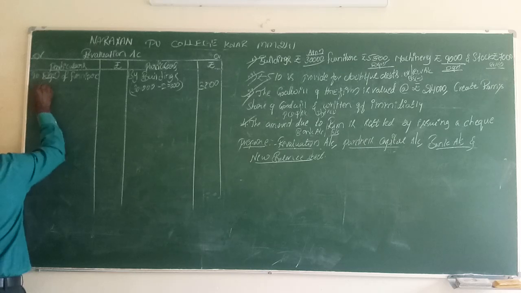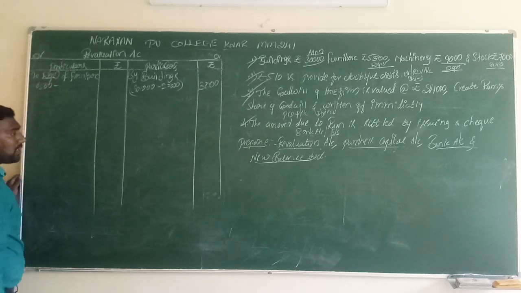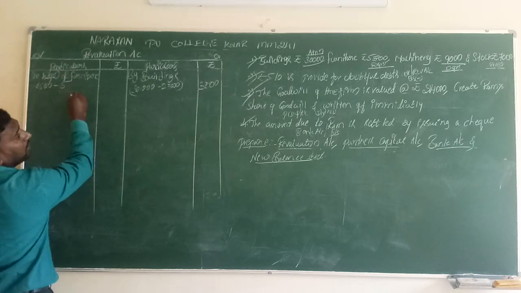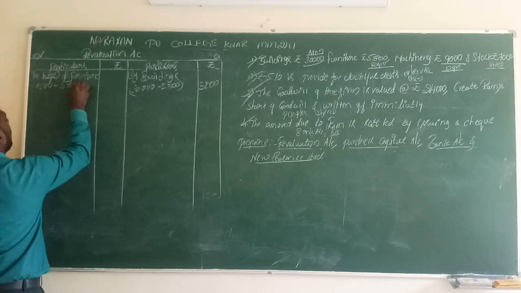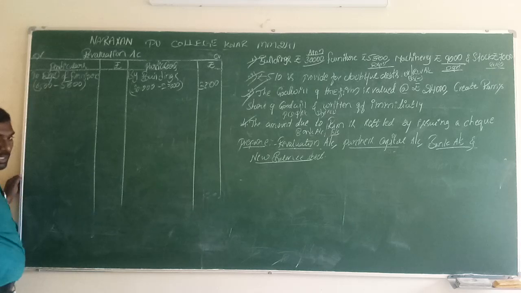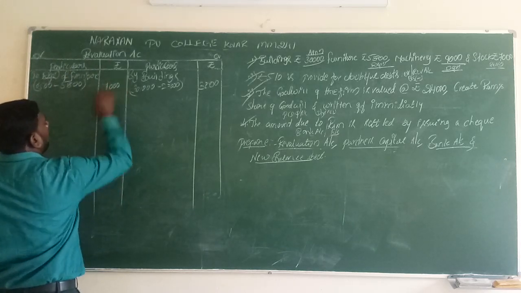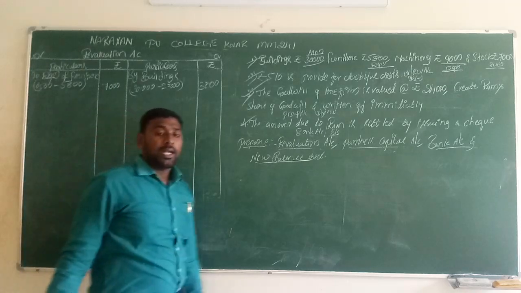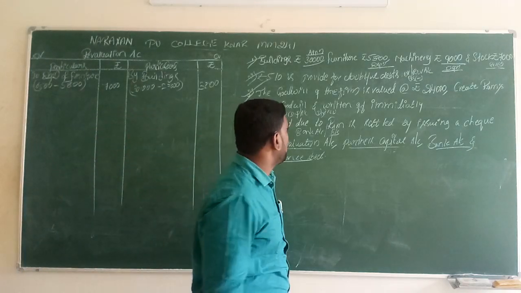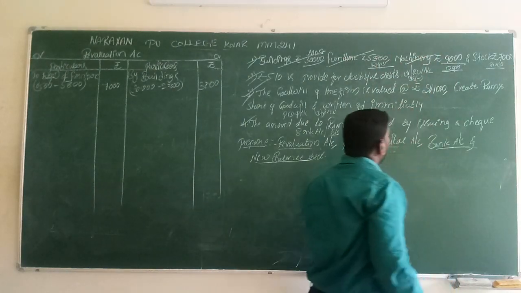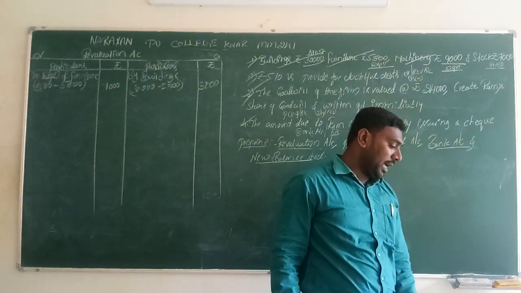Here, 6,500 rupees, the value of furniture which is available in the balance sheet, minus 5,800, the value of furniture which is available in the adjustment. The difference is 700 rupees. 700 rupees is the depreciation. So, second adjustment is also completed. Let's come to the third adjustment. Machinery rupees 9,000 they are given.